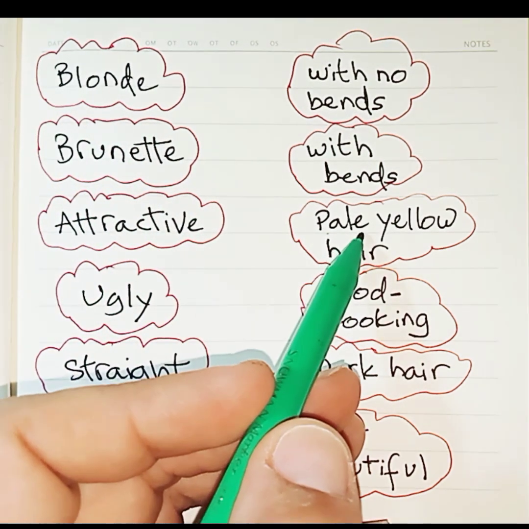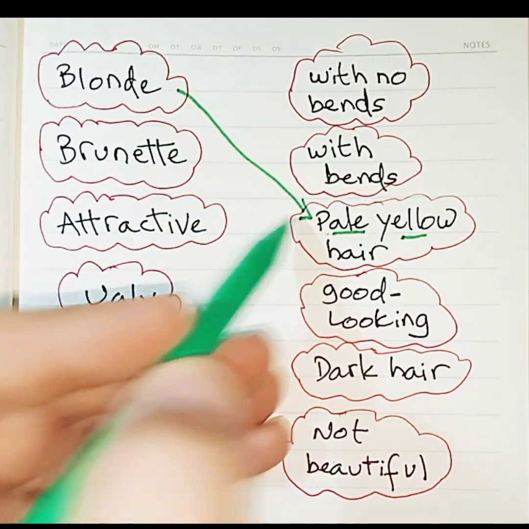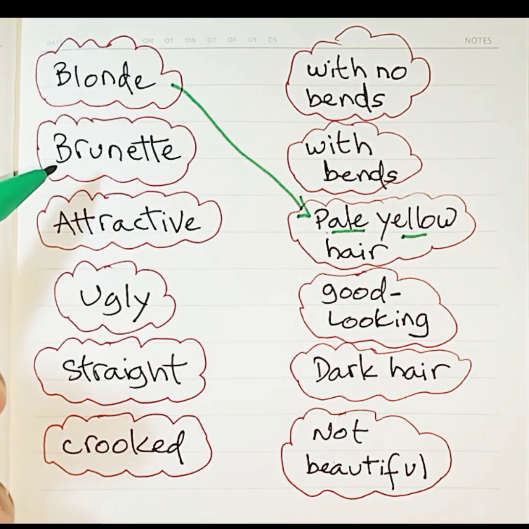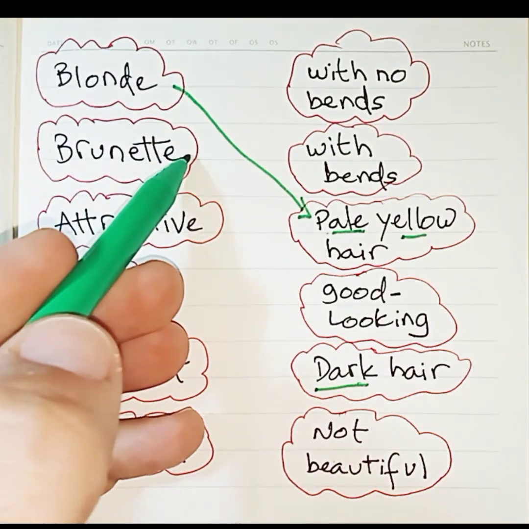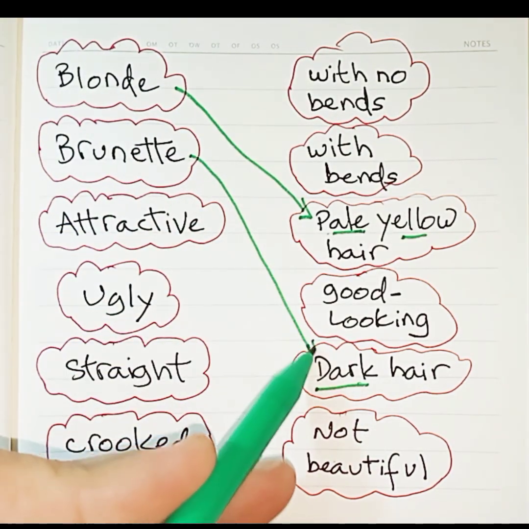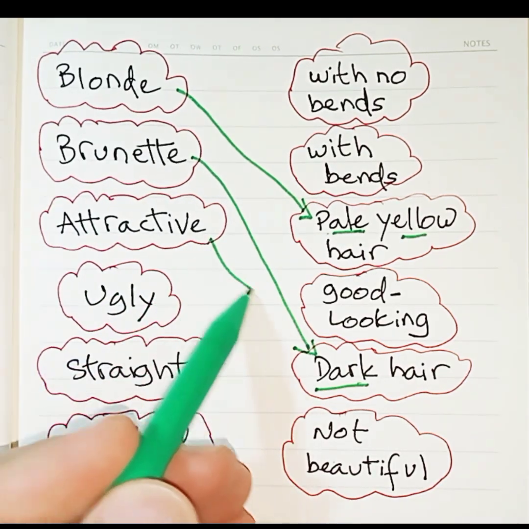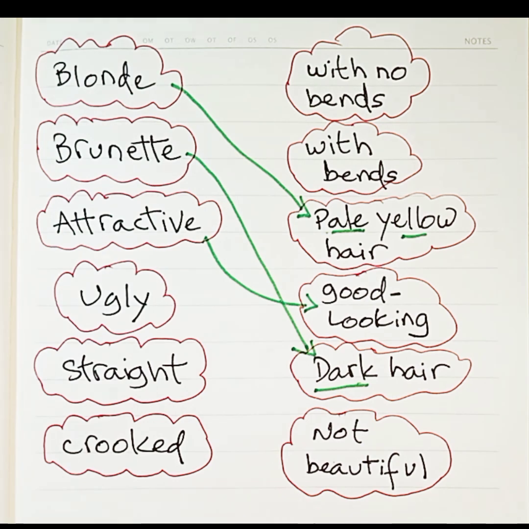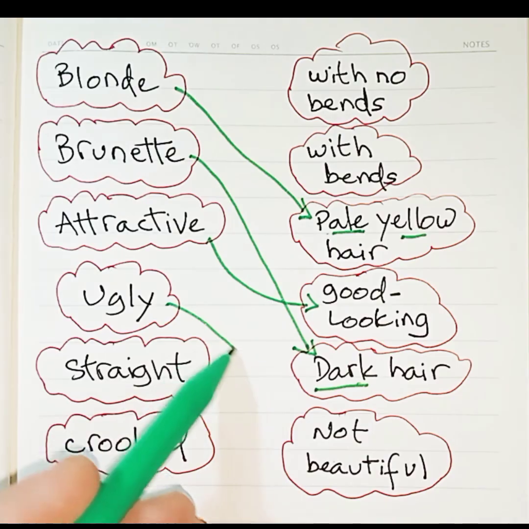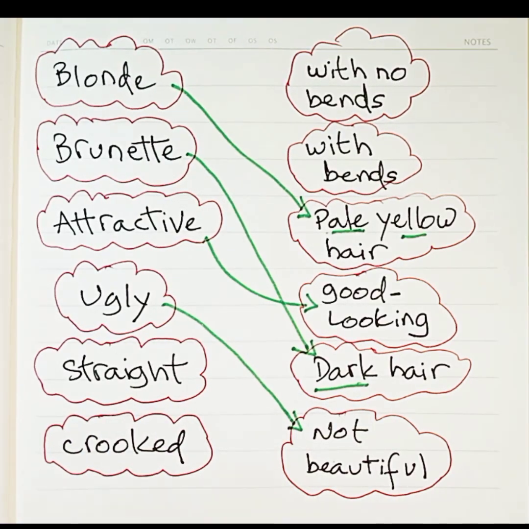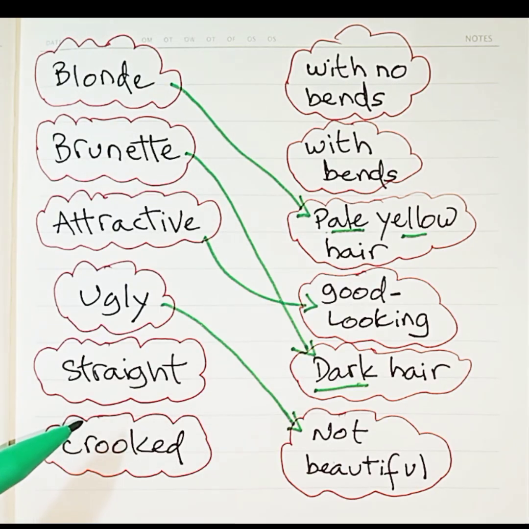So blonde is pale yellow hair. I believe blonde and brunette are not English as well. They are French. Brunette is the opposite of pale yellow. It's dark hair. What color is your hair? Tell me in the comment section. Attractive? Yes. You guessed it. Good looking? Ugly? No one is ugly, by the way. Everyone has their own beauty, you know. Not beautiful, but things can be ugly.